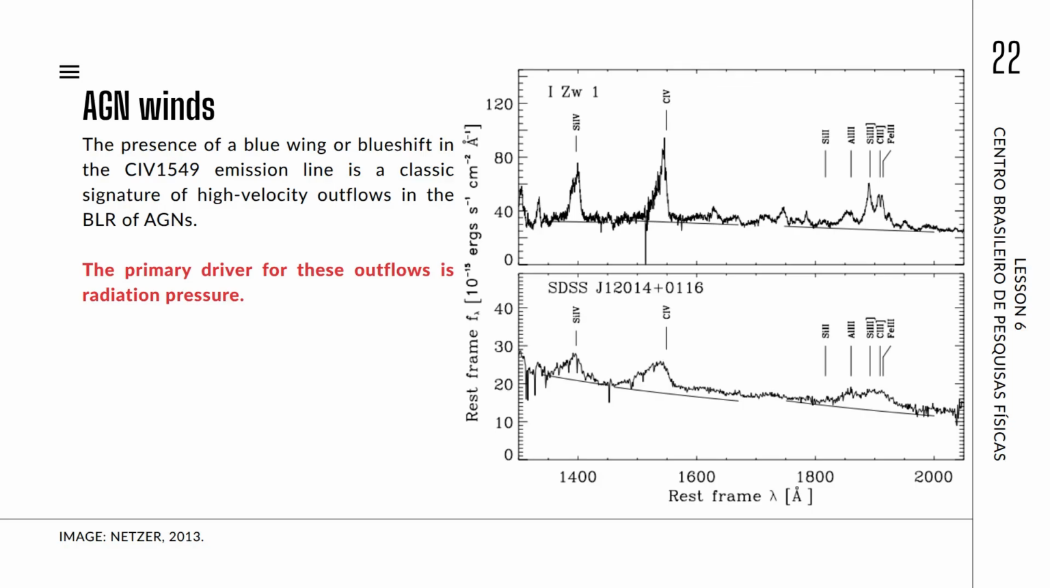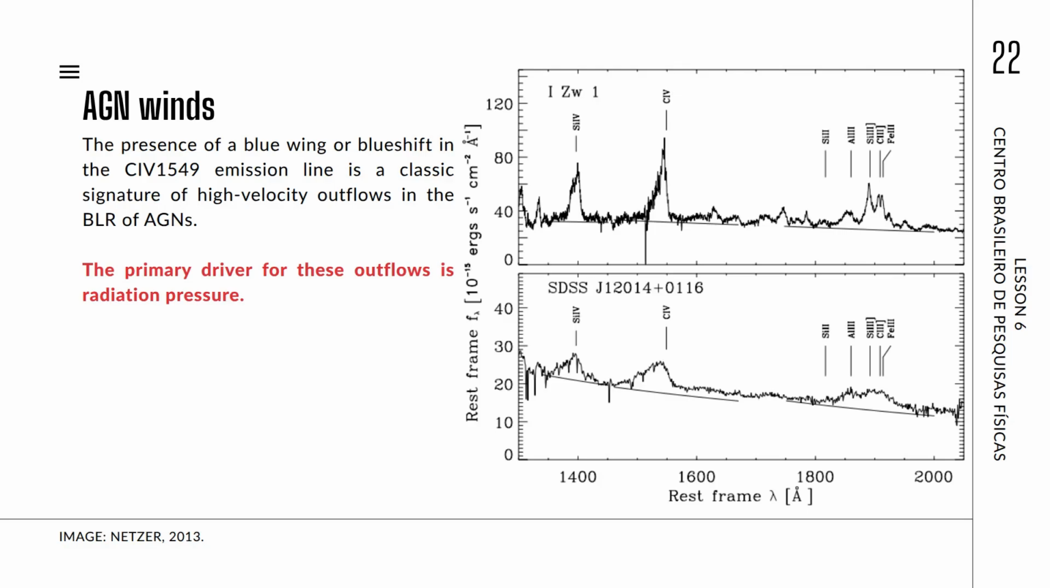AGN winds. So in the next days, you are going to do optical spectroscopy of blazars, and you see that some of them, the lines are not symmetrical. You can have these lines with a bluish wing or a reddish wing. In this case here, we see that the carbon-4 line, for instance, or a silicon-4, have this blue wing. They have this extra emission towards the blue side of the spectrum, and these are caused by outflows.